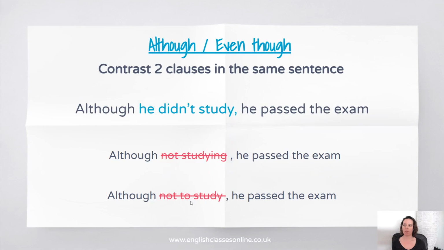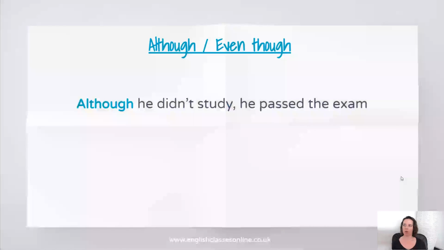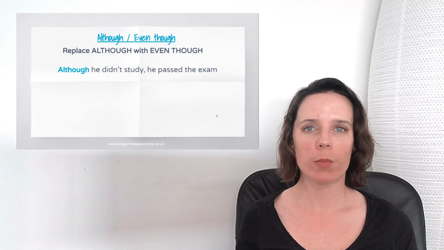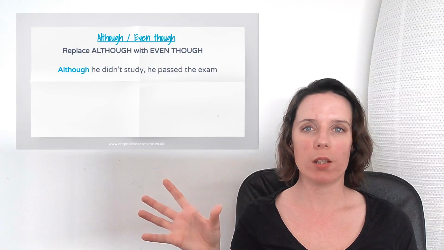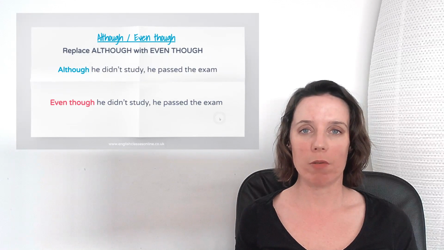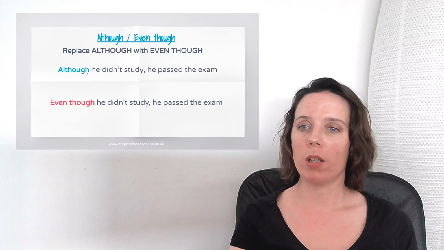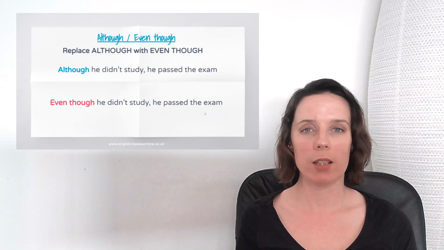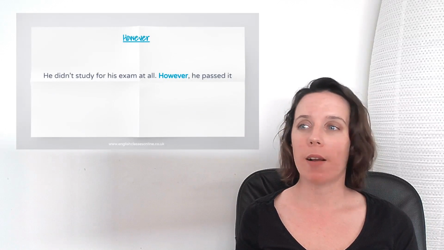And it's the same with an infinitive. You cannot say although not to study. Okay, we need a subject, verb, object structure. And again, you can replace although with even though, and it means exactly the same thing. Although he didn't study, he passed the exam. Okay, so although and even though work in the same way as despite and in spite of, in that they're synonyms, but they just take a different structure. Although he didn't study, he passed the exam. Even though he didn't study, he passed the exam. They're exactly the same.